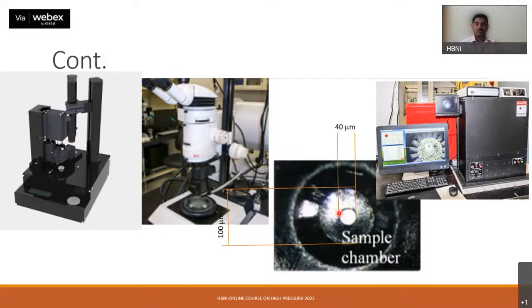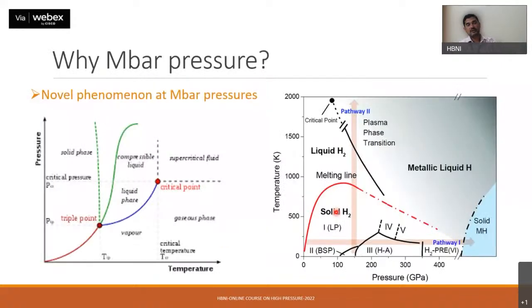Suppose your culet diameter is 100 micron, so this is the indented portion of 100 micron, and then you have to drill a hole of 40 micron out of that. So generally, one-third of the culet we use for the sample chamber. So this is kind of achieving megabar pressures.